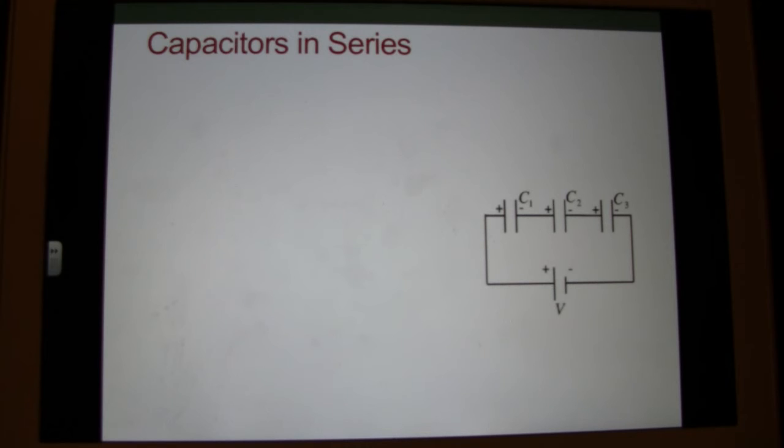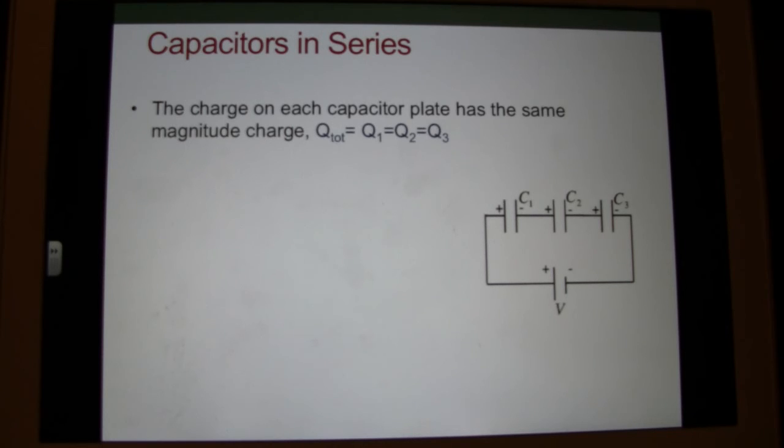Capacitors wired in series behave differently. Because there is only one path, the same amount of current must go through each capacitor. Positive charge leaves the positive terminal of the battery and heads toward the left plate of capacitor 1. Negative charge leaves the negative terminal of the battery and accumulates on the right plate of C3.